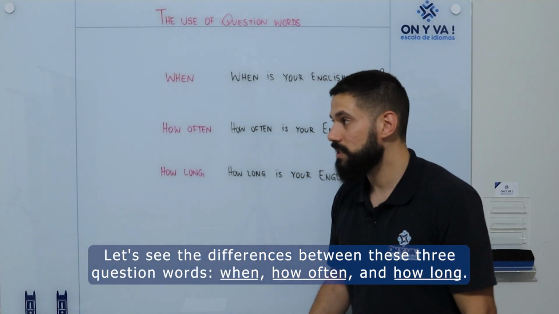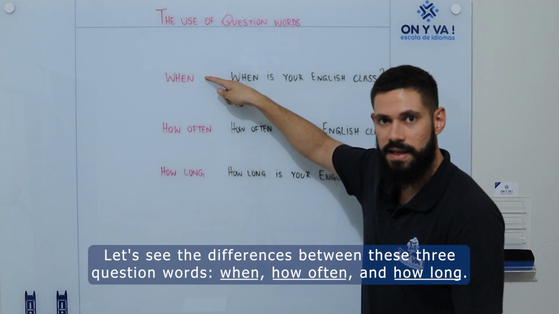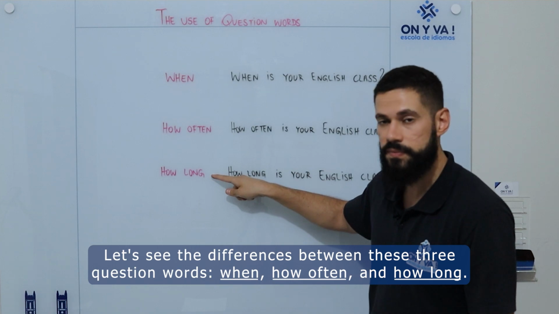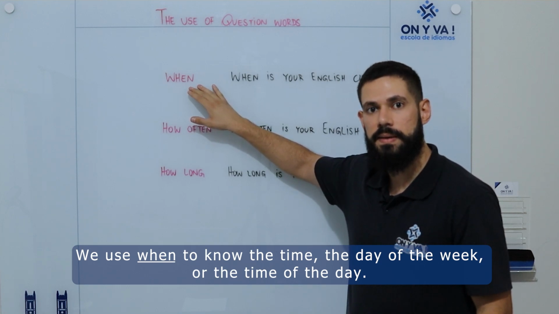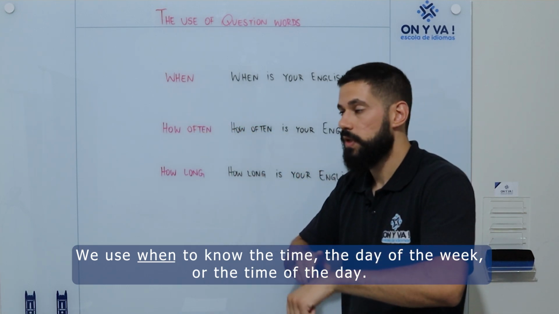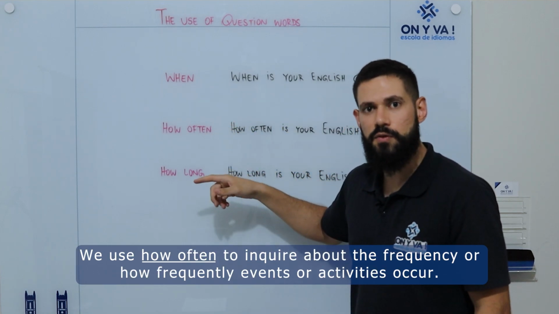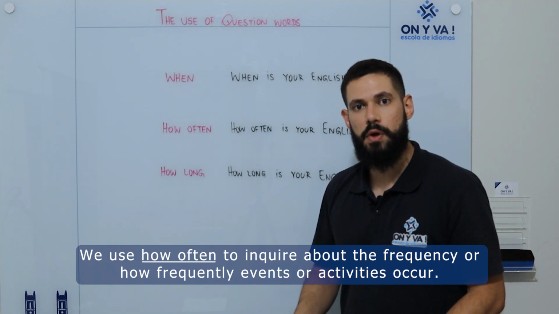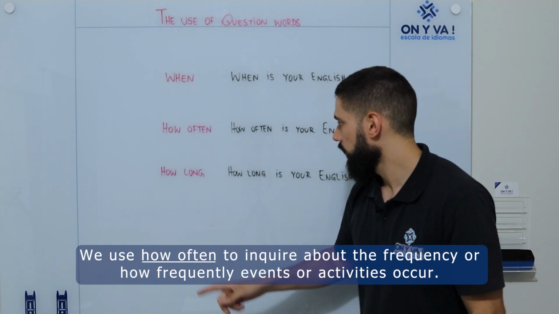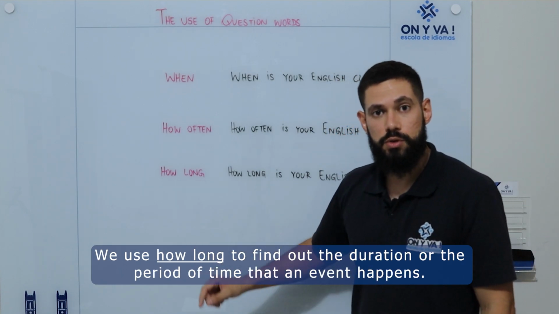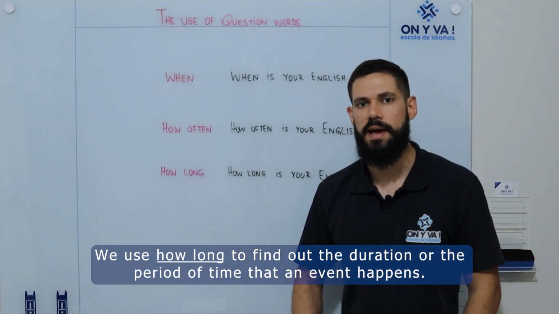Let's see the differences between these three question words. When, how often, how long. We use when to know the time, the day of the week, the time of the day. We use how often to see the frequency. What is the frequency that some event, some activity happens? And we use how long to know the period of time that this event happens.